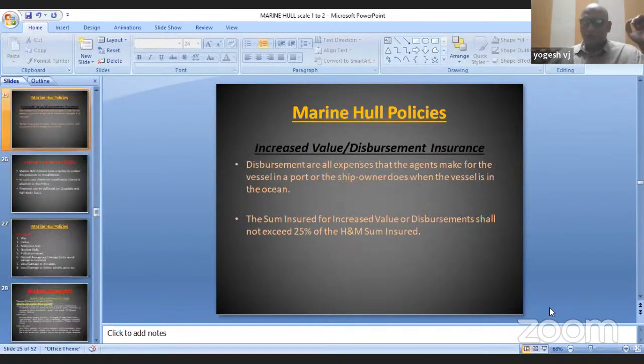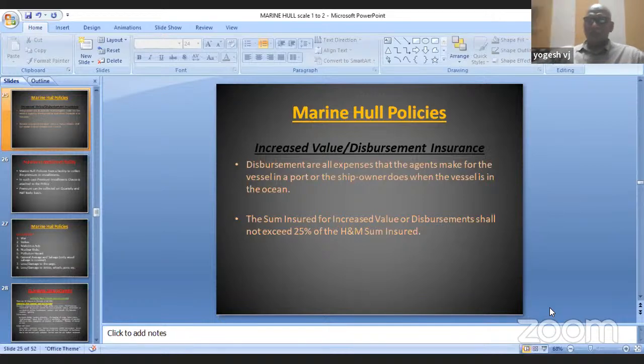Hull machinery sum insured. Now, increased value or disbursement insurance. I told you, disbursements are all expenses that agents make for the vessel in a port or the ship owner does when the vessel is in the ocean. The sum insured for increased value or disbursements shall not exceed 25% of the hull machinery sum insured. Okay. So usually kya hota hai malum hai, I'll tell you. I have underwritten these kind of policies. All these three covers are given in one single policy. Hull machinery, freight and disbursement.